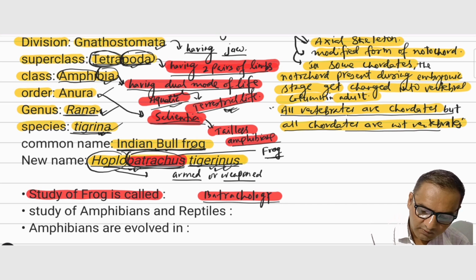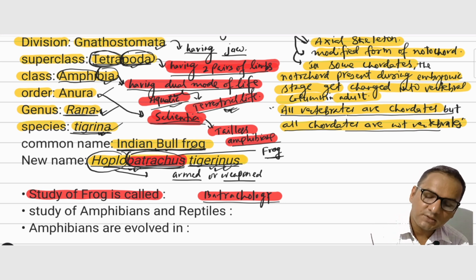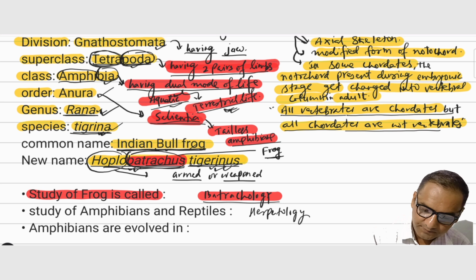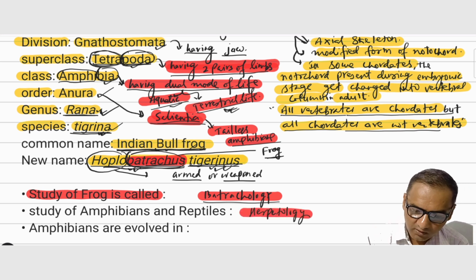Now, the study of amphibians and reptiles is called herpetology. So the study of frog is also called herpetology. If batrachology is not among the options in an MCQ, and the question is what the study of frog is called, then if batrachology is given, batrachology is the correct answer. If batrachology is not given, then we have to go for herpetology.